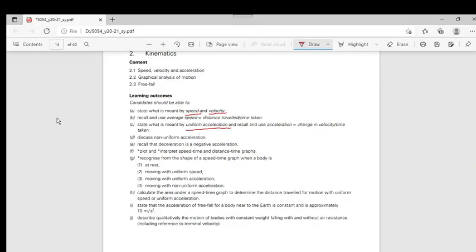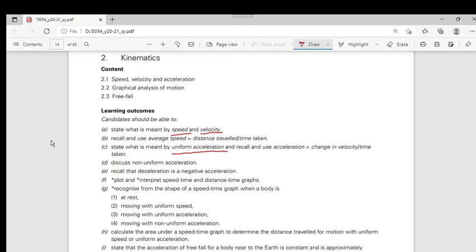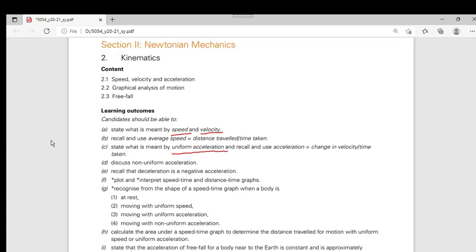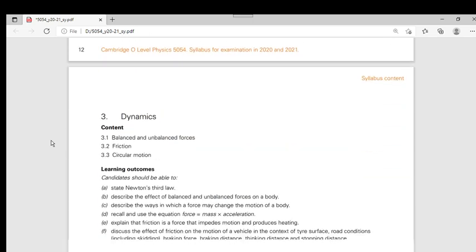The next one, this is done. Calculate the area under, these are not the definitions.